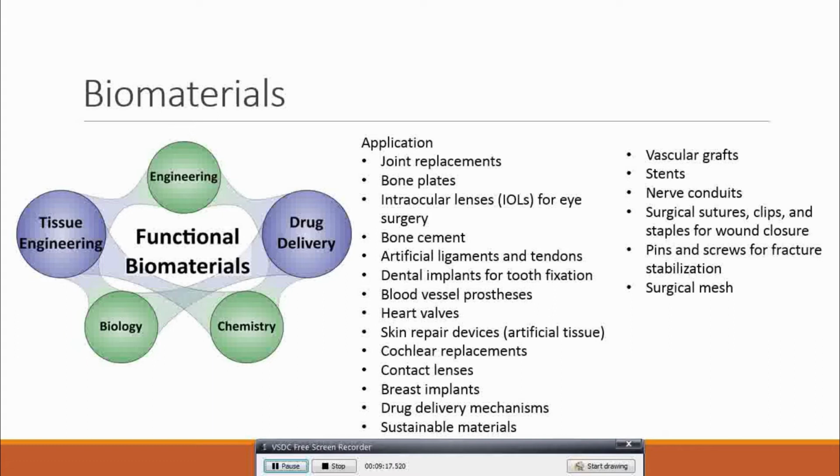Cochlear replacement, people who have problems with hearing inside the ear, so you can replace the main cochlea. Contact lenses. So how do we understand contact lenses as a biomaterial? So just try to ask this question. What do you think?